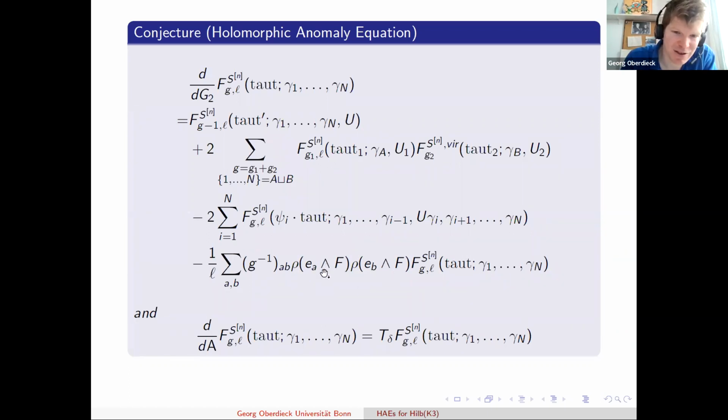This last term is essentially the same. You just have to apply this LLV representation.